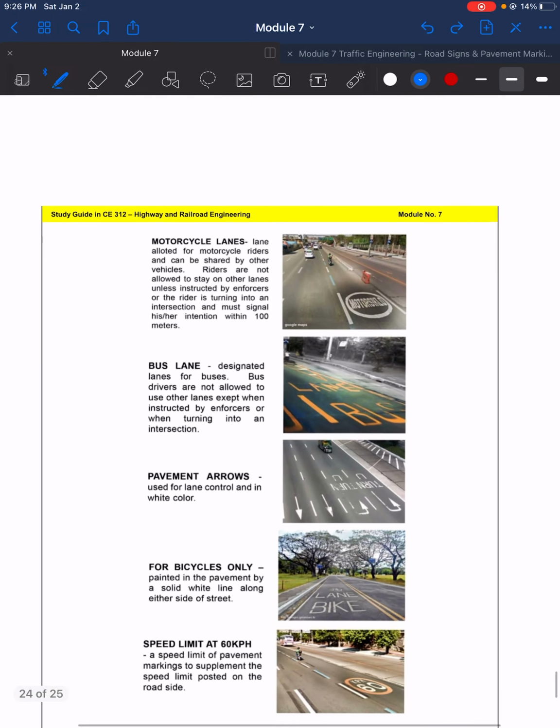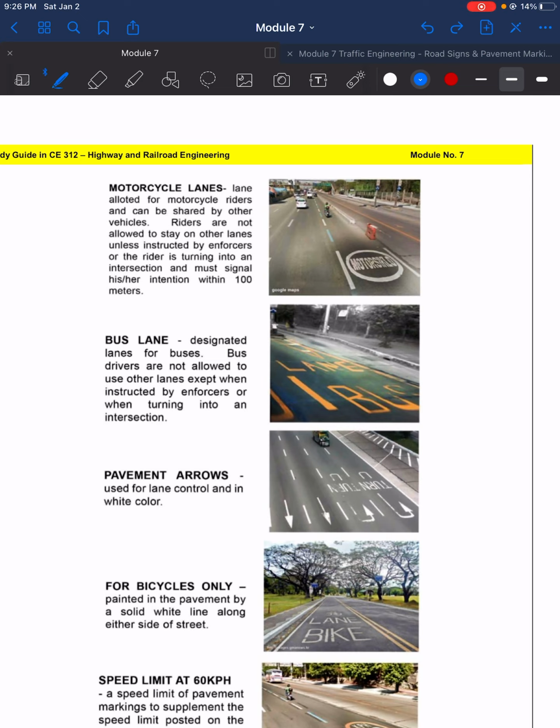Motorcycle lanes. Lane allotted for motorcycle riders and can be shared by other vehicles. Riders are not allowed to stay on other lanes unless instructed by enforcers or the rider is turning into an intersection and must signal his or her intention within 100 meters. So, here, namarkahan na, itong lane na to is for the motorcycle. According to the definition, it can be shared with other vehicles, but as much as possible, motorsiklo lang ang dyan. And hanggat maaari, huwag sanang lumipat yung motorsiklo sa ibang lane unless magkakailanganin niya to turn into an intersection. And again, sana within 100 meters yung signal na ibibigay niya para mag-turn siya. To signal the vehicles na magta-turn siya.